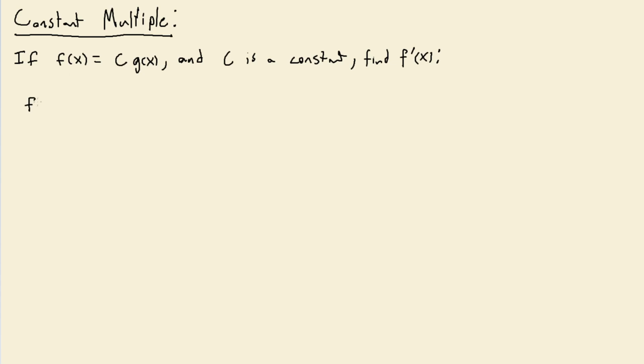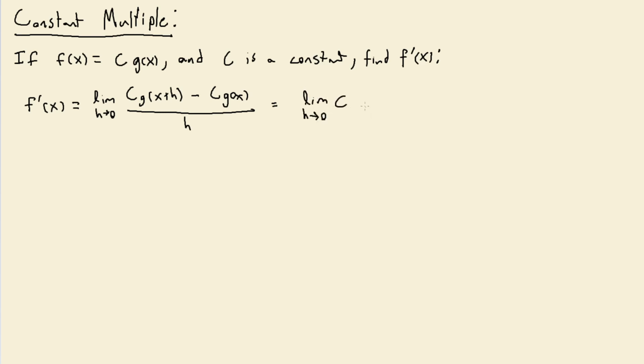Well, in this case, f prime of x, just like before, is going to equal f of x plus h minus f of x over h, the limit of all of that as h approaches 0. And in this case, what's f of x plus h? Well, it's just c times g of x plus h. And what's f of x? It's c times g of x, all of this over h. And the key thing here to realize is that this is just the same thing. So the limit as h approaches 0, so constant multiple times g of x plus h minus g of x, all of that over h.